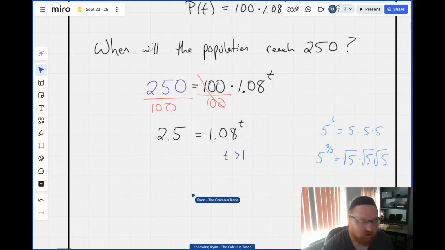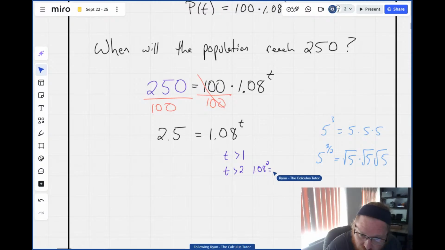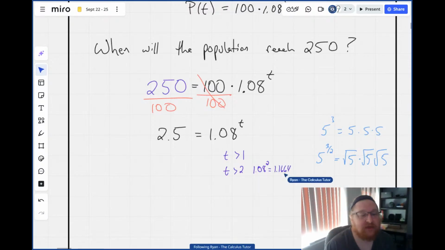Here, let me go back to my calculator. I'll do 1.08 squared. So we also know t needs to be greater than 2, because 1.08 squared is equal to 1.1664, right? Okay, and we can sort of keep doing this. In fact, what if I do to the 5th?